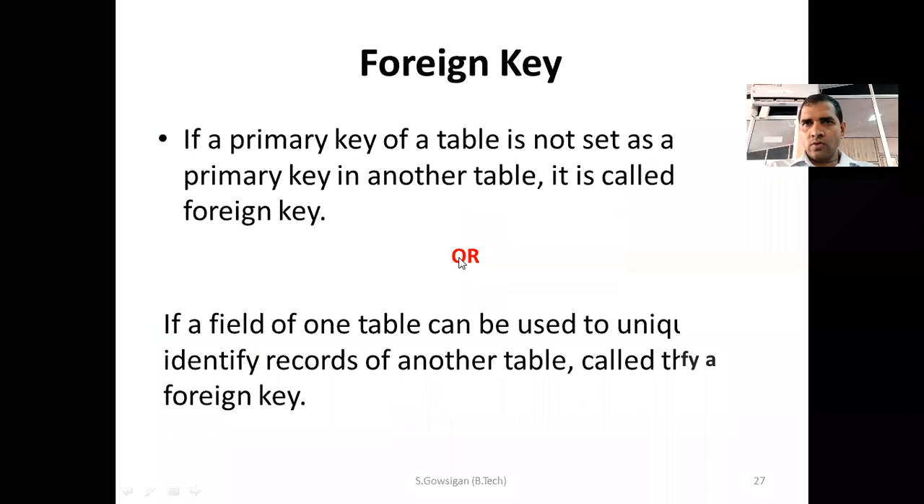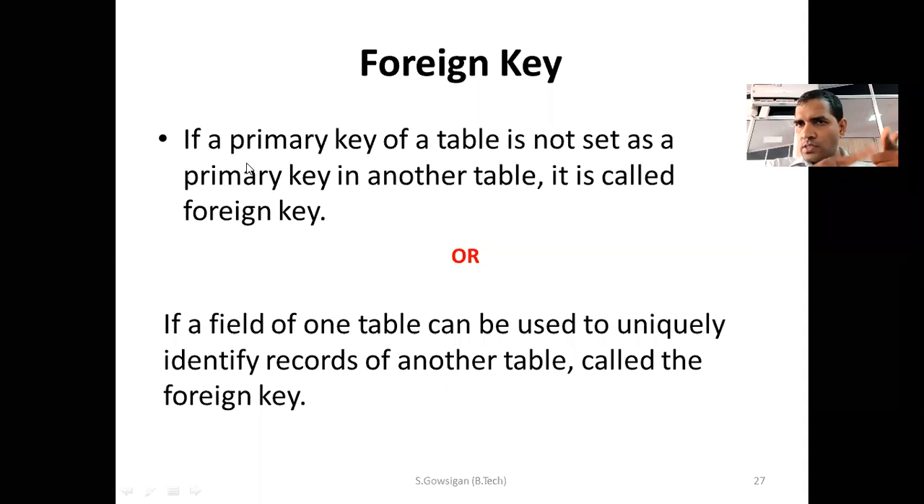You can read and take the concept first, but definitely I have to explain that. According to this description, look here: if a primary key of a table is not set as a primary key in another table, then it is called a foreign key. I repeat it. If a primary key of a table is not set as primary key in another table, then it is called foreign key. So look here, if it is a foreign key, definitely two tables are connected or two tables are related.